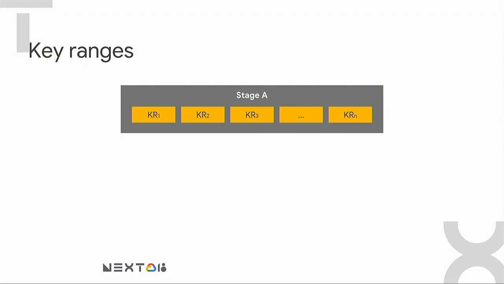So here is an example of stage A. We have taken all the keys. Based off of an estimate of how large we think the input is, we have divided the key ranges up into a certain number of ranges and started the pipeline.